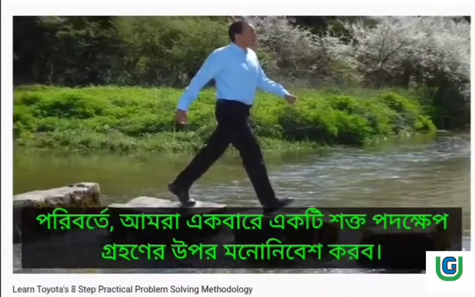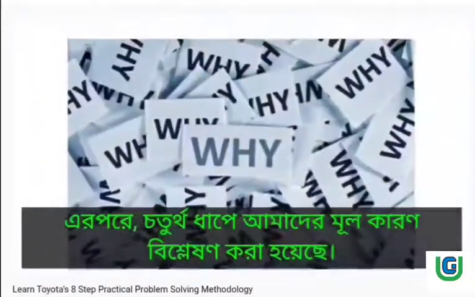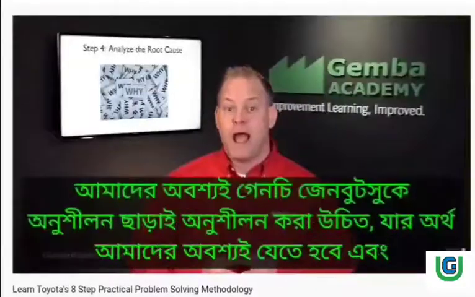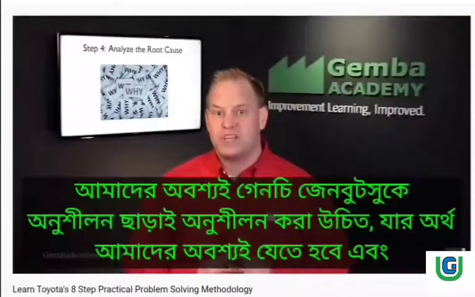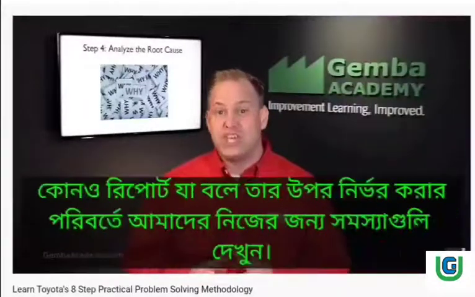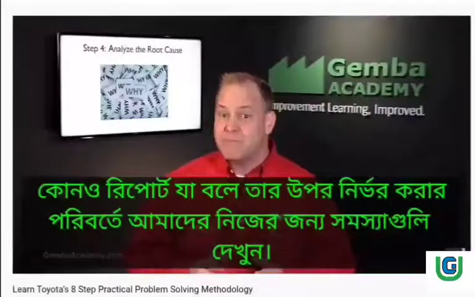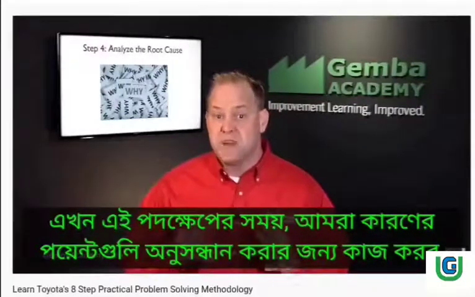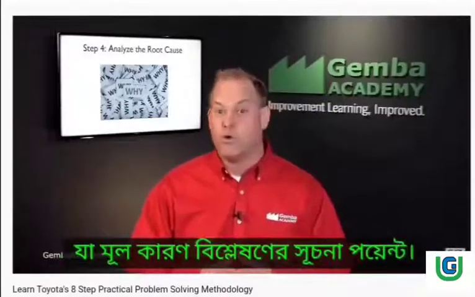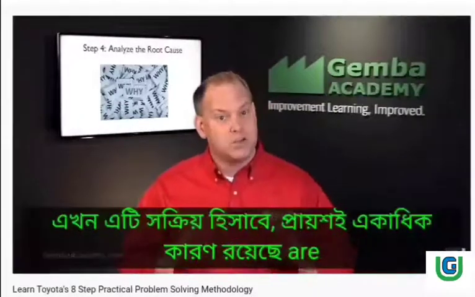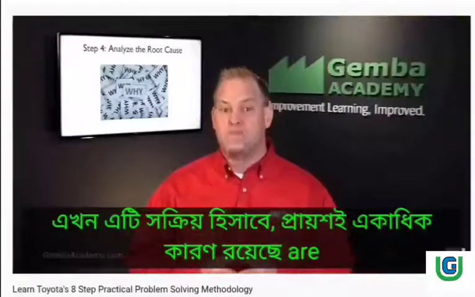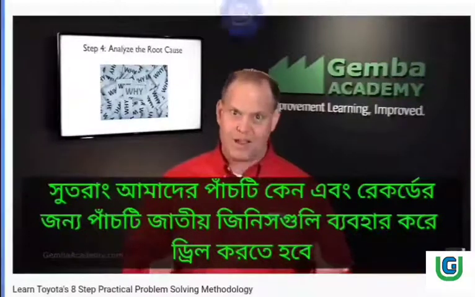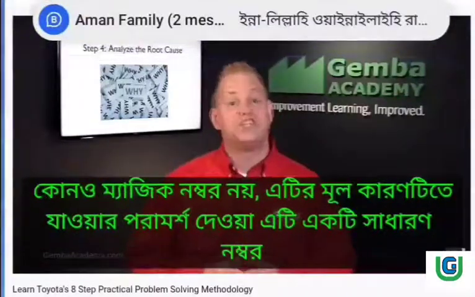Next, step 4 has us analyzing the root cause. Now, once again, to do this, we must practice Genchi Genbutsu without prejudice, which means we must go and see the problems for ourselves instead of relying on what a report says. During this step, we'll work to find points of cause, which is the starting point of root cause analysis. Now, as it turns out, there are often multiple points of cause, so we must drill down using things like the 5 why. And for the record, 5 is not a magic number. It's just a typical number suggested to get to the root cause.